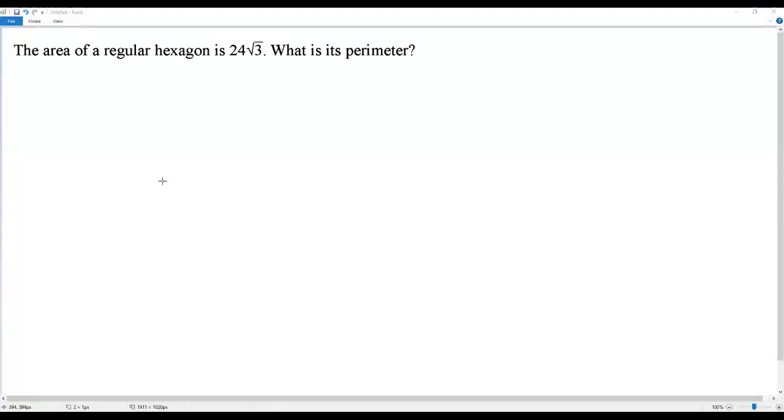Here we have a SAT math problem. Okay, let's go with the question. The area of a regular hexagon is 24 times square root of 3. What is its perimeter? Okay, first let me sketch a regular hexagon.